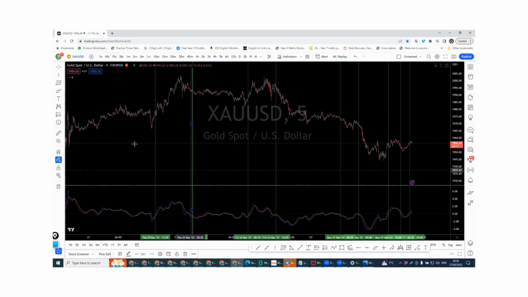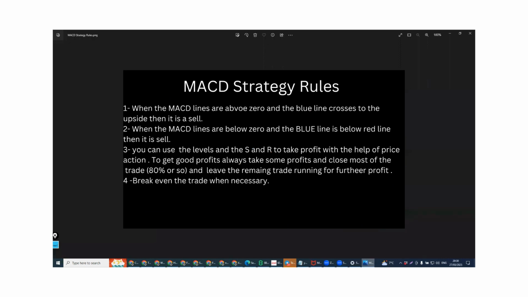Gold is a highly volatile pair. So in other pairs, maybe you have to use bigger time frames. But anyway, let's go to the summary of the rules.